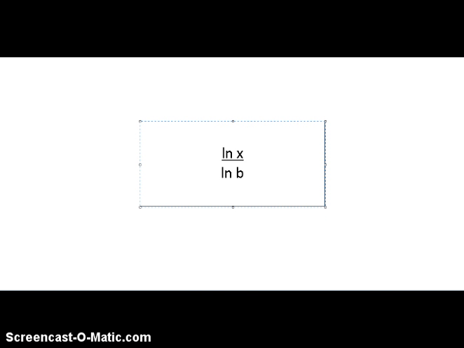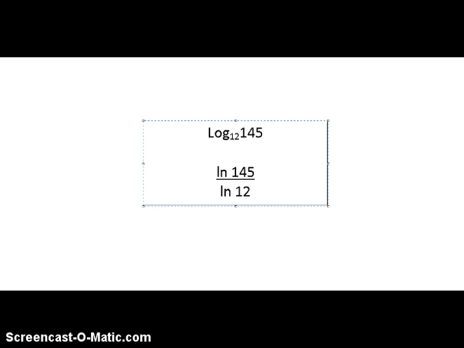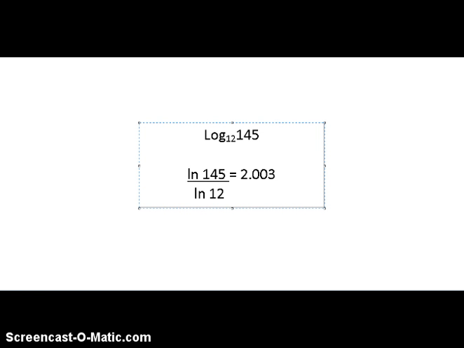Another way to solve these is to use the natural log or ln button on your calculator rather than the log button. The change of base formula is now natural log of x divided by natural log of b. Let's try a problem using the natural log. Now the problem reads log base 12 of 145. Using the natural log, rewrite this as natural log of 145 divided by natural log of 12. If you have done this correctly, your answer should be about 2.003.